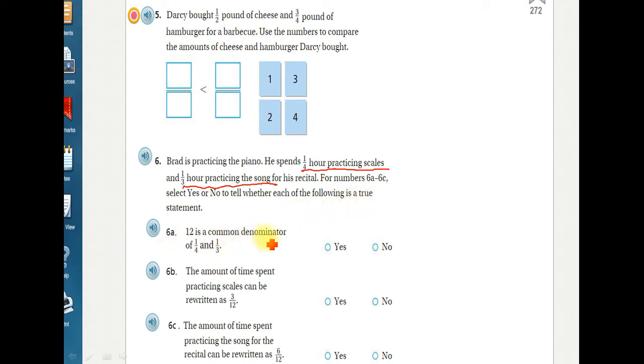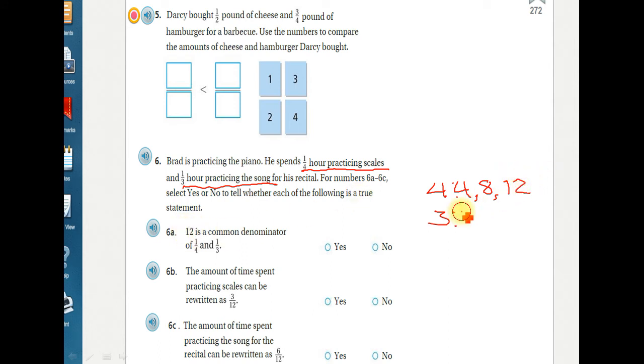12 is a common denominator of 1/4 and 3/4. Well, let's look. I pull out the denominator 4. I pull out the denominator 3. And then for common denominators, I'm going to find multiples, so I'm going to count by 4s. 4, 8, 12. Well, I'm already to 12, so I'm going to stop. Now I could keep going, obviously, 16, 20, but since I know 12 is the number I'm looking for, I'm going to stop at 12.